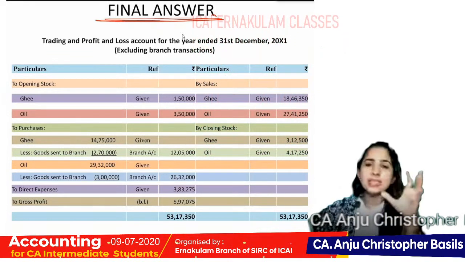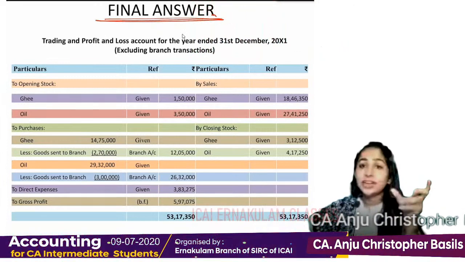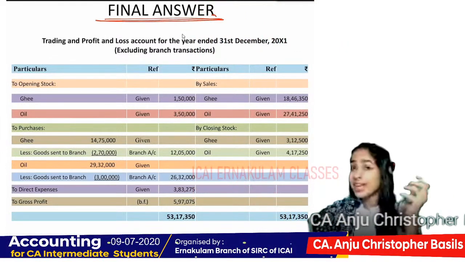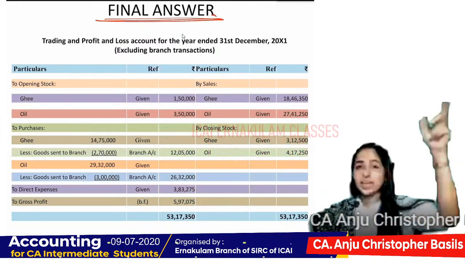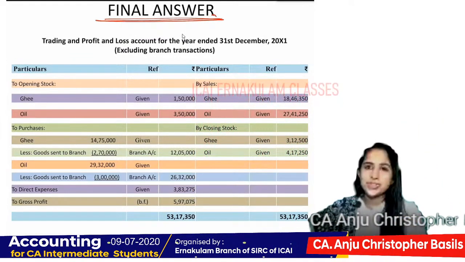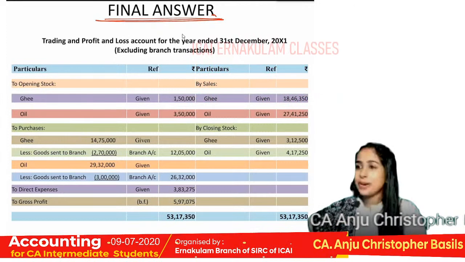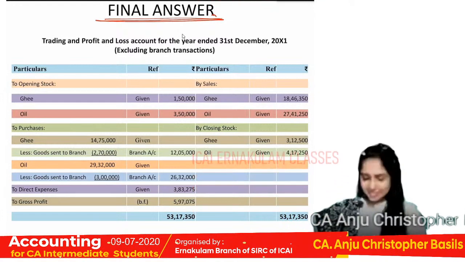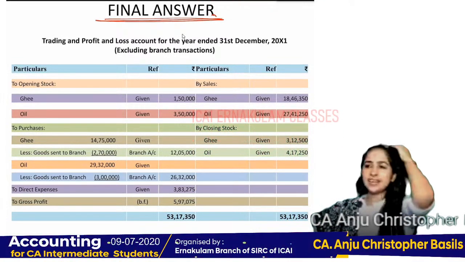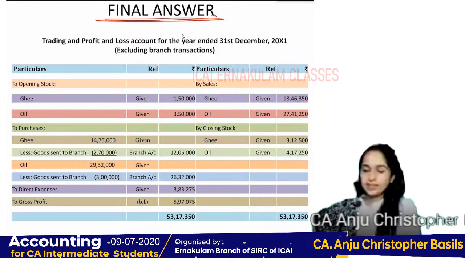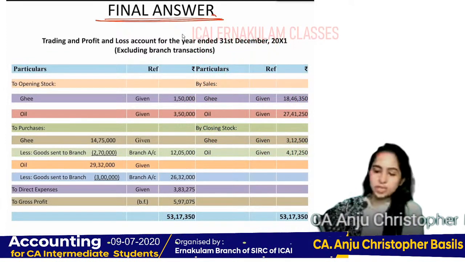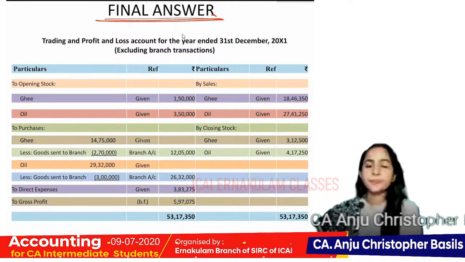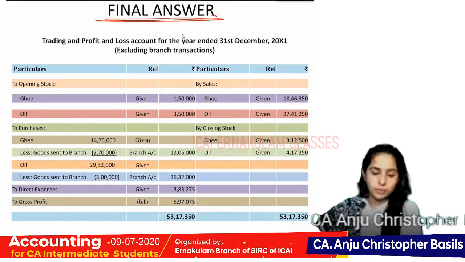We only have to consider the depreciation of the head office. The branch depreciation is already considered in the branch account by taking the opening and closing figures of branch. Okay, so everybody kindly take this down. Compute the total depreciation. So we'll be working note number 3.